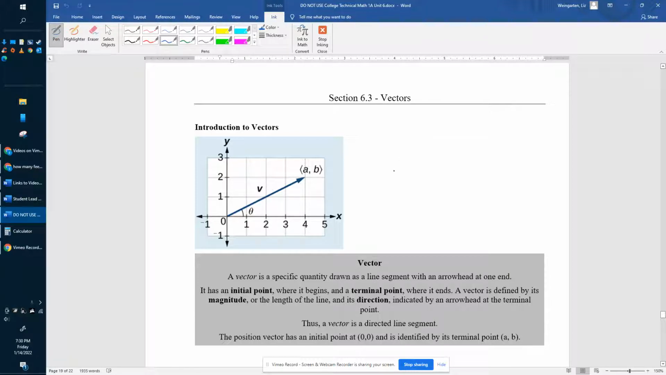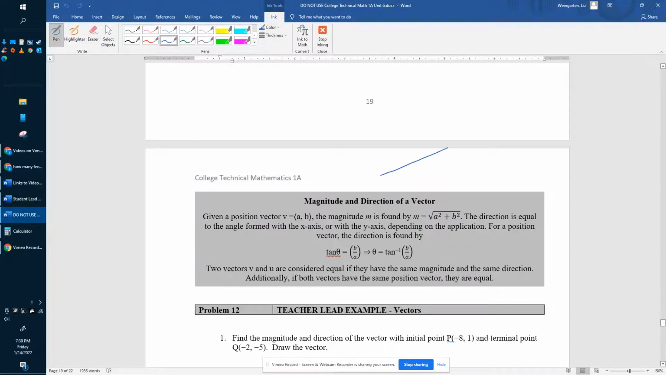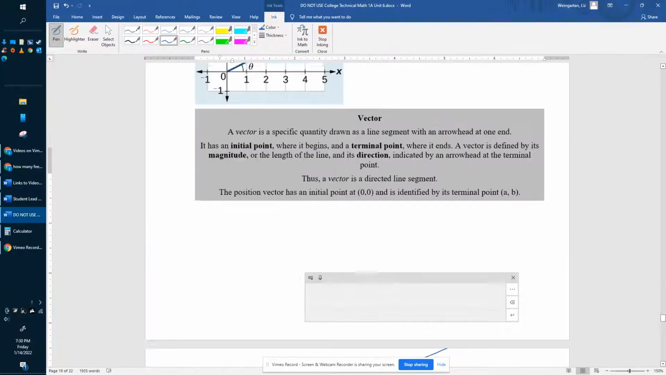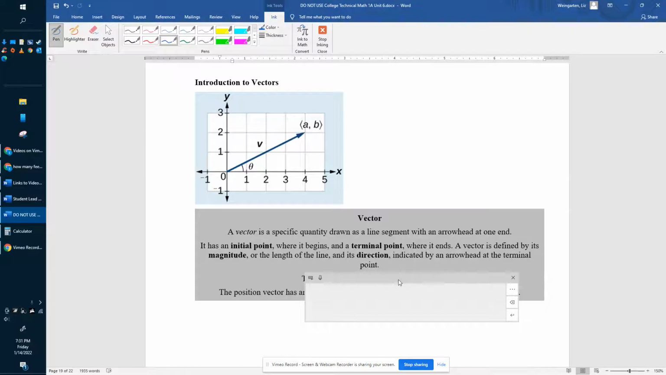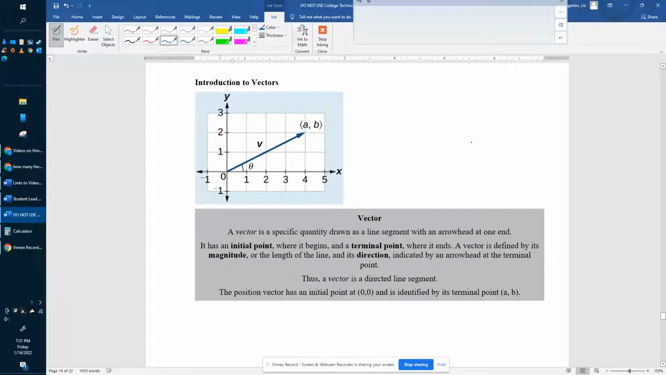Don't get this confused with a ray. A ray also kind of looks like that, a line segment with an arrowhead at the end, but a ray goes on forever. A vector actually ends where its arrowhead ends.